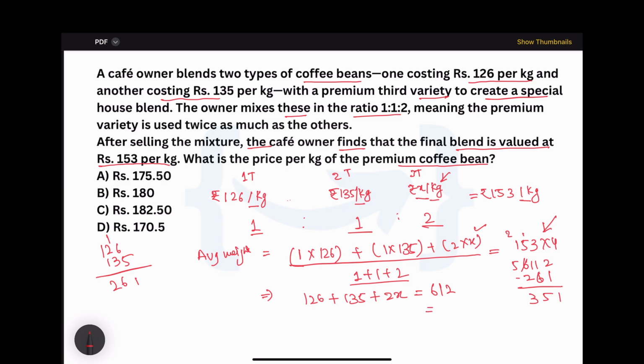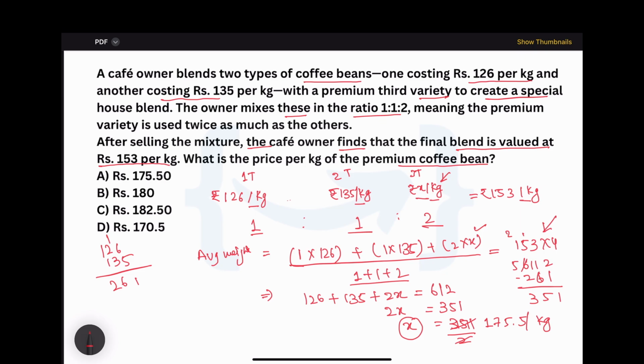So in the end, you will have 2x is equal to 351, and x is equal to 351 by 2. Let me cut it down. 2 ones are 2, 1 carry, 2 sevens are 14, 1 carry, 2 fives are 10, then again 5. So you will have the per kg cost of that premium blend that you have added.